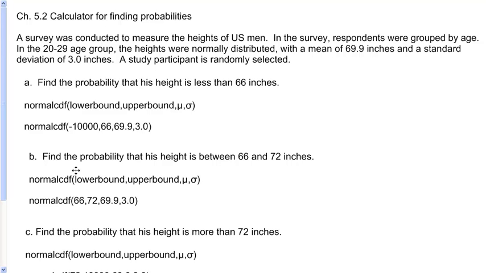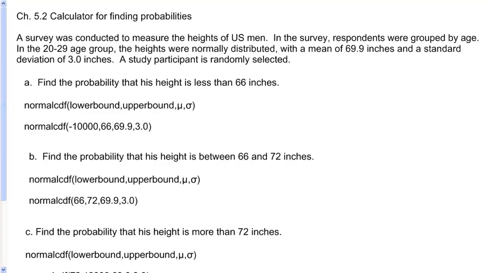We're going to look at all three of these, then I'll show you the calculator. Same thing here: lower bound, upper bound, mean, and standard deviation. In this one, because the height has to be in between 66 and 72, 66 is the lower bound, 72 is the upper bound. Here's your mean, here's your standard deviation.